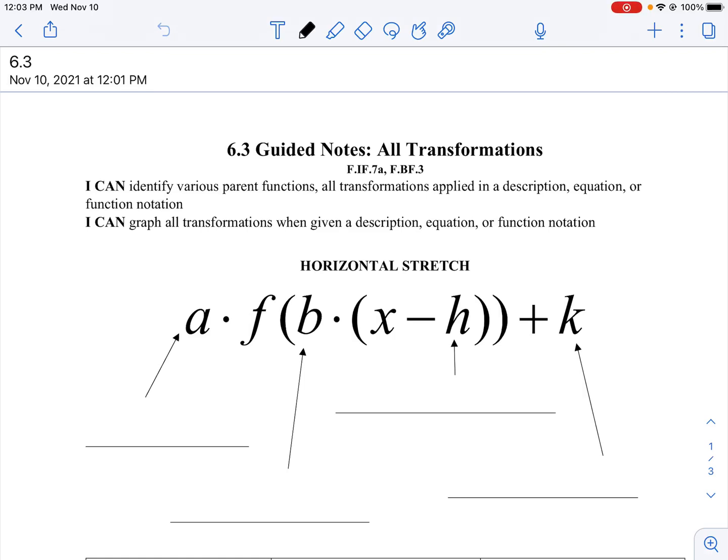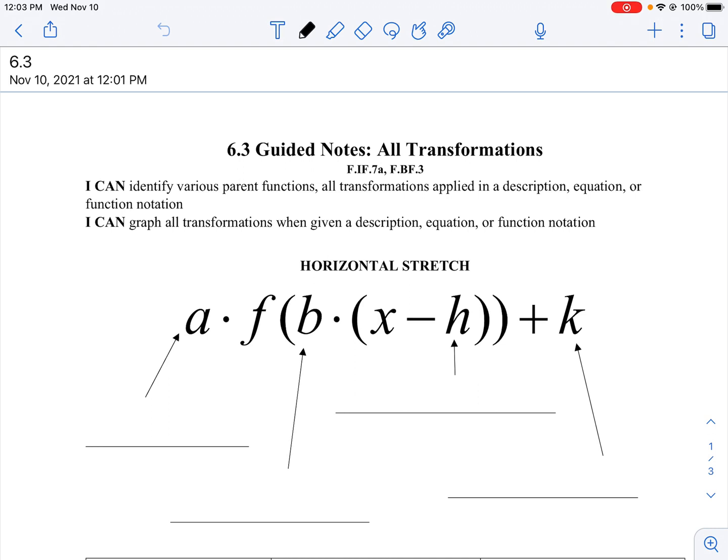Hello. Today we are talking about all of the transformations, so both your horizontal and vertical dilations and shifts. So we have two goals. I can identify various parent functions, right? And all transformations applied in a description, equation, or function notation. Likewise, I can graph all transformations when given a description, equation, or function notation.